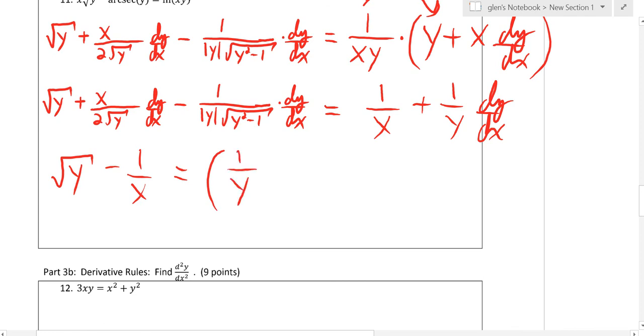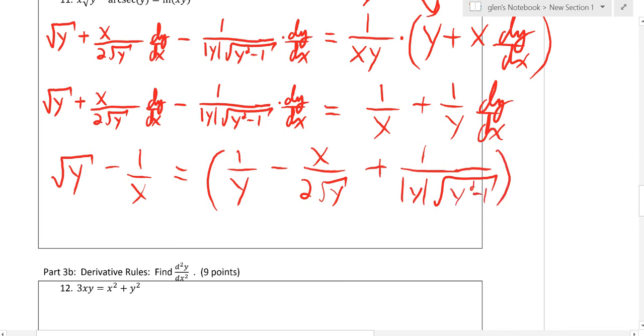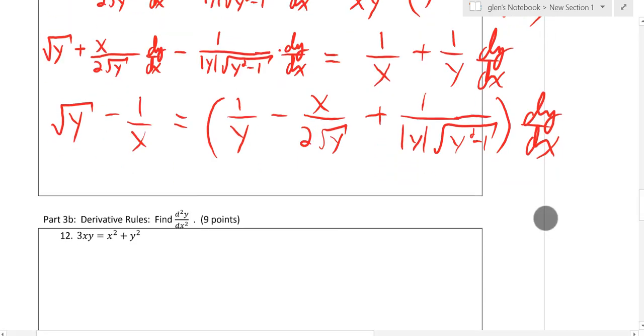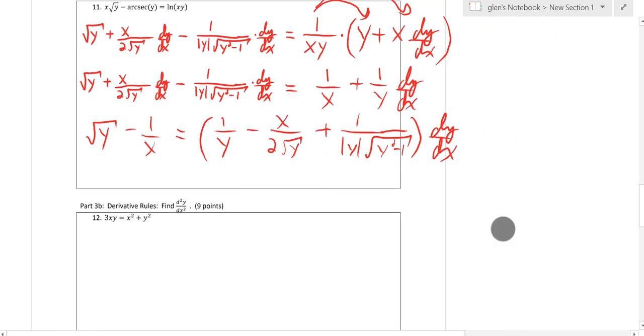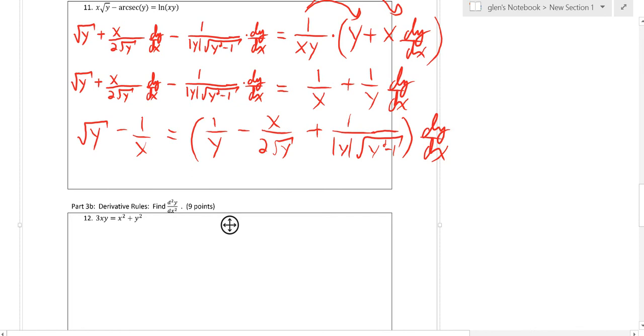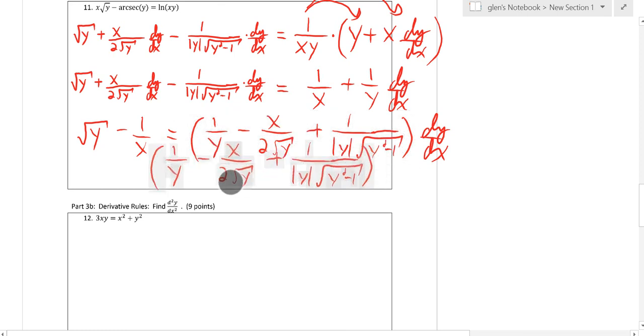We have the 1 over y. We're going to have to subtract off x over 2 root y. And we're going to have to add 1 over the absolute value of y times the square root of y squared minus 1. And they're all being multiplied by dy over dx, so you're going to factor it out. And I just did that all in one step. Is that okay? And my last step is to divide by those parentheses there. And again, because I can do this with this digital amazingness that I have, when you divide by that, it just moves it all over here.